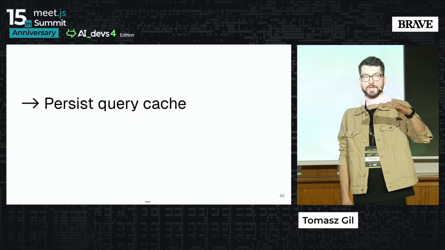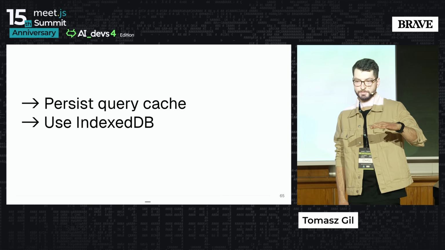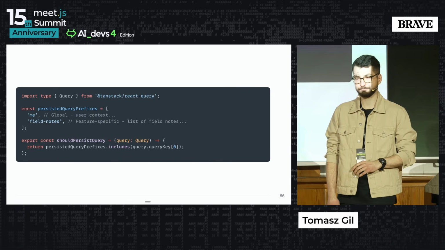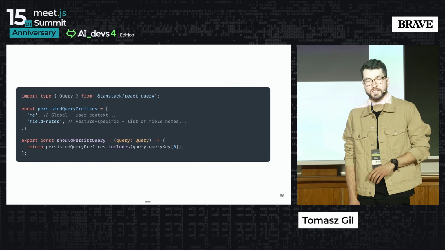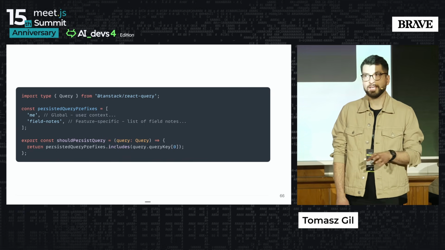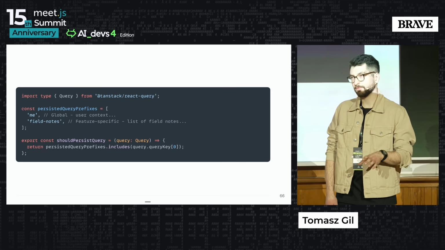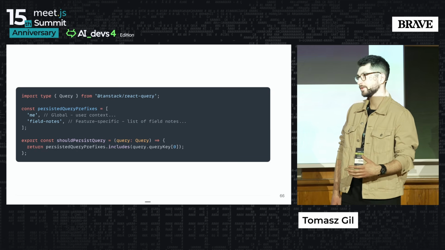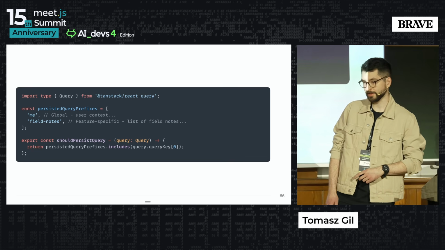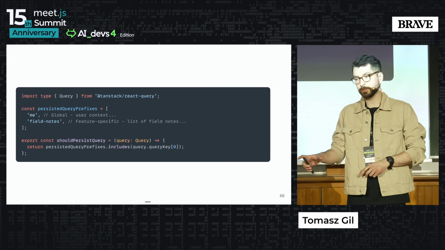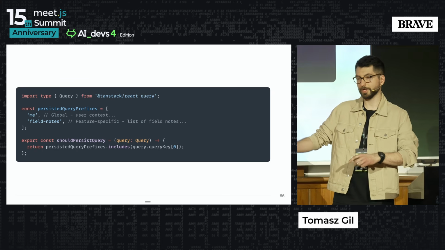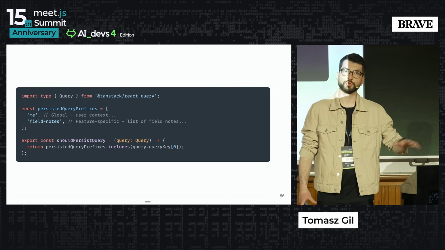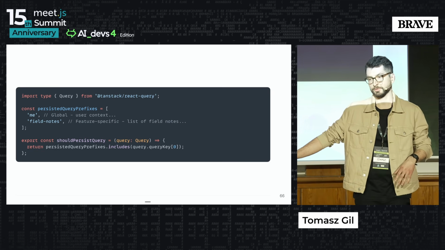So here's what we'll do. We'll persist the query cache. We will use IndexedDB for it, and we will apply selective persistence. And I'll start with the last. As I mentioned in the beginning, we don't need every feature that this app has to be available offline. And thus, we probably don't need all of the data that the user has fetched to be persisted in IndexedDB. So here we've got an example function that takes in a query from React Query, and based on the query key, so like a query name, it decides, do we want to persist it or not?